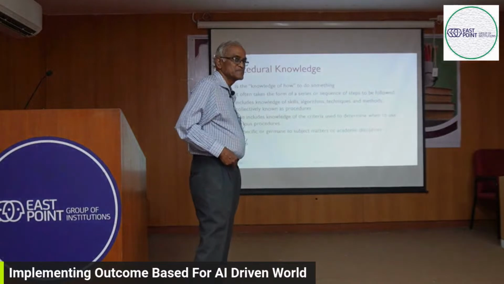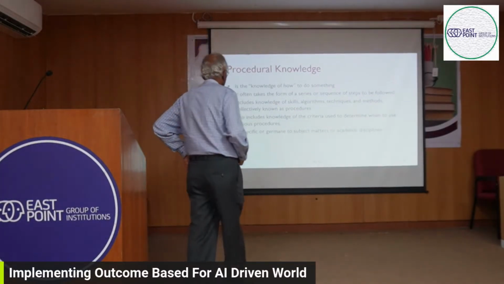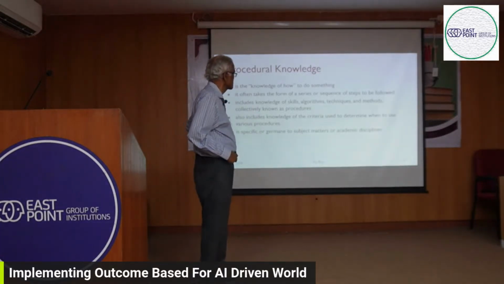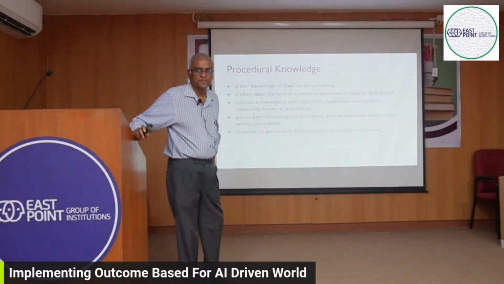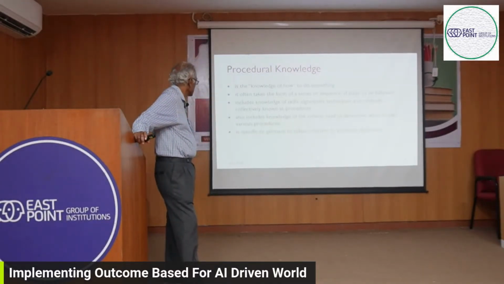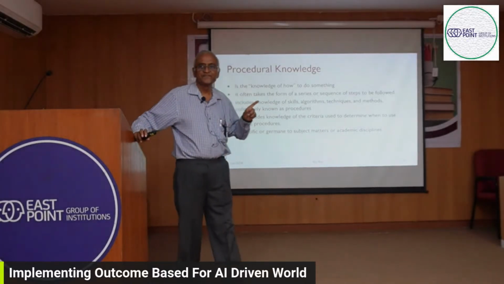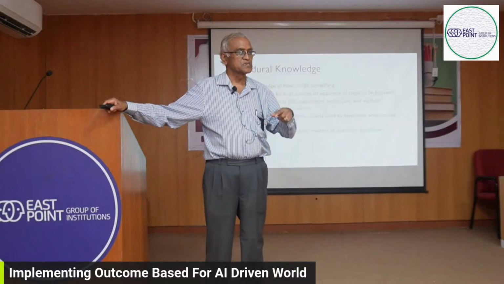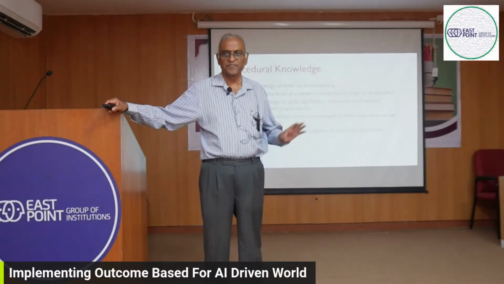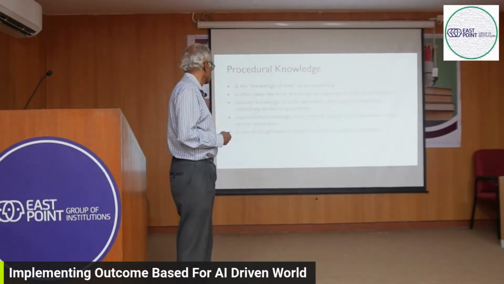Now this is easier, procedural knowledge. It is the knowledge of how to do something. It often takes the form of a sequence of steps to be followed, like an algorithm, a series of steps, and it also includes the knowledge of the criteria used to determine when to use the procedure. We talk also about the procedure, and also when to use the procedure. Also, we consider that as procedural knowledge, at least as far as revised Bloom's taxonomy is concerned.